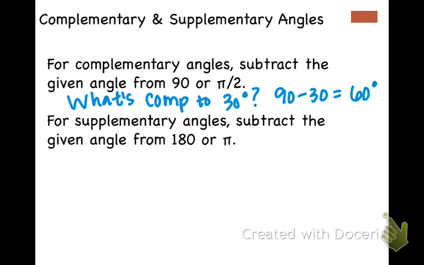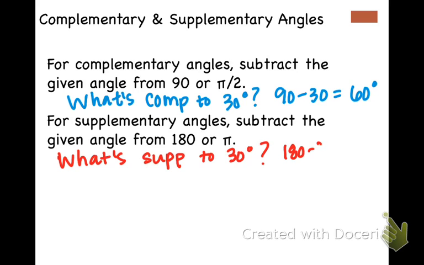If we're dealing with supplementary, if I wanted to know what's supplementary to 30 degrees, this time we're going to subtract from either 180 or from pi. So if I wanted to know what's supplementary to 30 degrees, I would do 180 minus 30, give me 150 degrees. Okay, so same thing. If I'm doing it with radians, I'm just going to subtract from pi instead of 180.